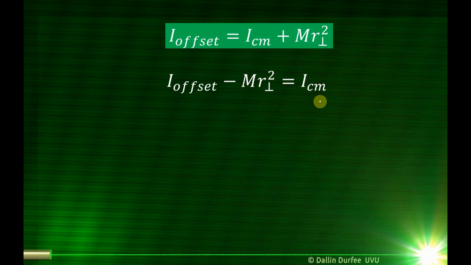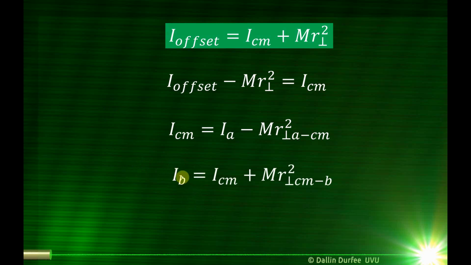So again, let's imagine I know the moment of inertia about some axis A, and I want to know the moment of inertia about some other parallel axis B. Well, what I can do is take the moment of inertia about axis A and subtract mass times the perpendicular distance from A to the center of mass squared. That will give me the moment of inertia about the center of mass. And then I can find the moment of inertia about B, because the moment of inertia about B is just the moment of inertia for a parallel axis going through the center of mass plus m r, the distance from the center of mass to B, squared.